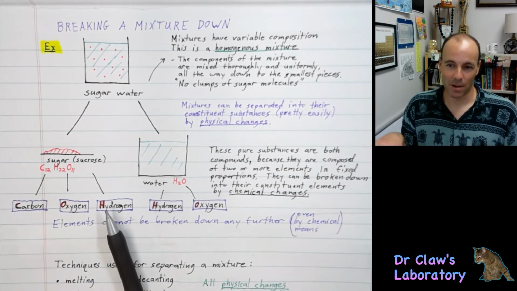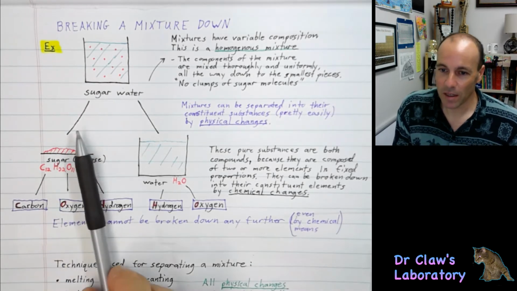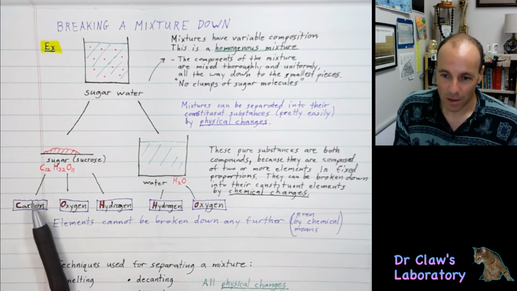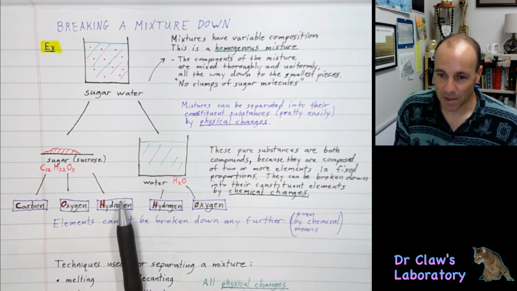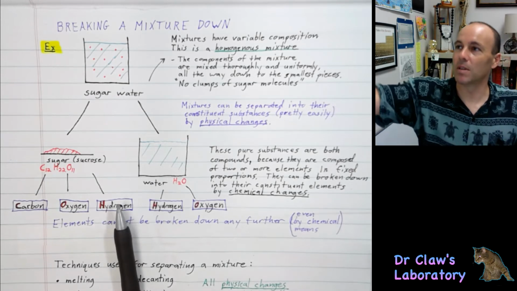Now to divide your sugar into its constituent elements would be pretty difficult to do. It would require some pretty fancy chemistry. Now eventually, suppose you were able to do that. We cannot divide these substances any farther.